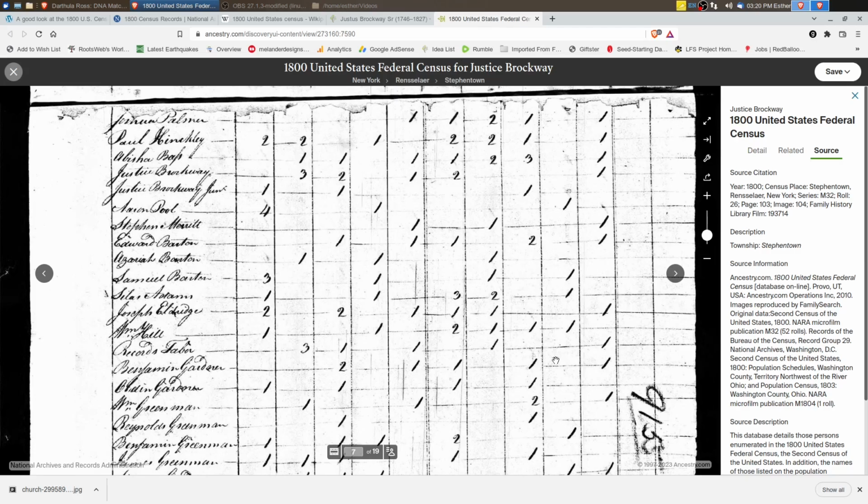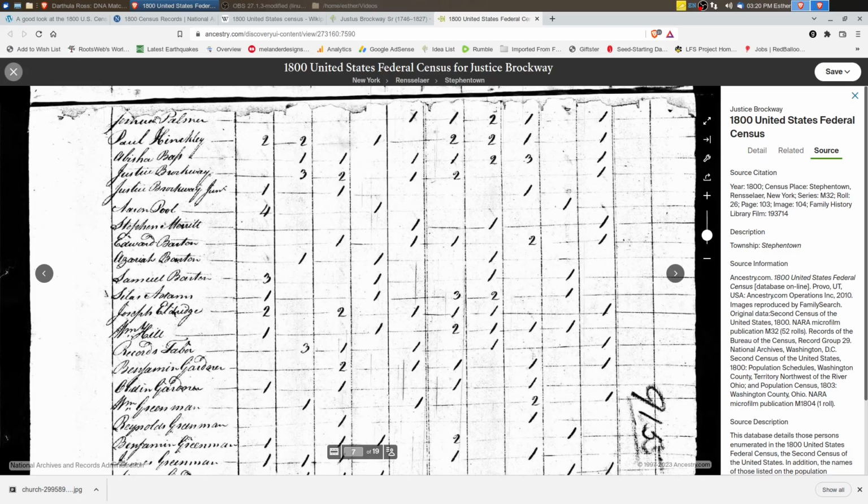Again, it's very similar to the 1790 census. This particular area does not have page numbers. And you can also see that there was some damage to the top of the paper here. And so we're pretty fortunate that we probably didn't lose any data on this particular sheet. And then the column headers don't have the titles of the columns. So you'll probably need to have the list of those somewhere else so you can kind of transcribe it. So let's look for Justus Brockway.